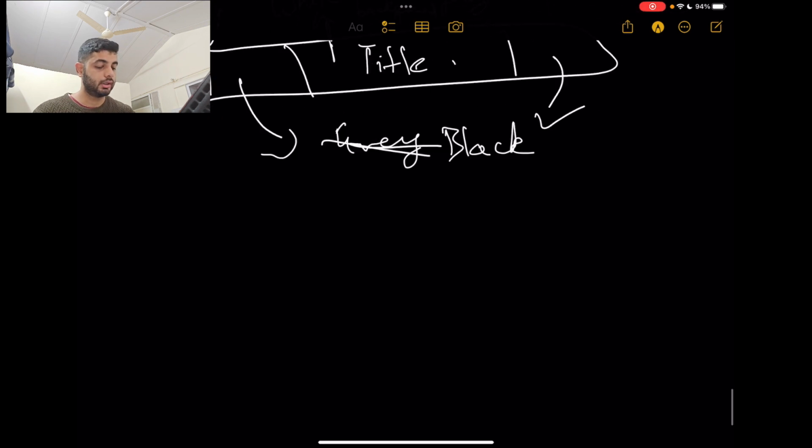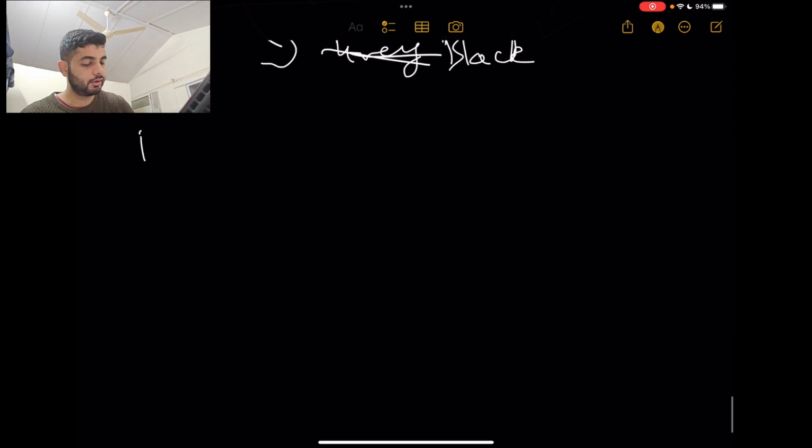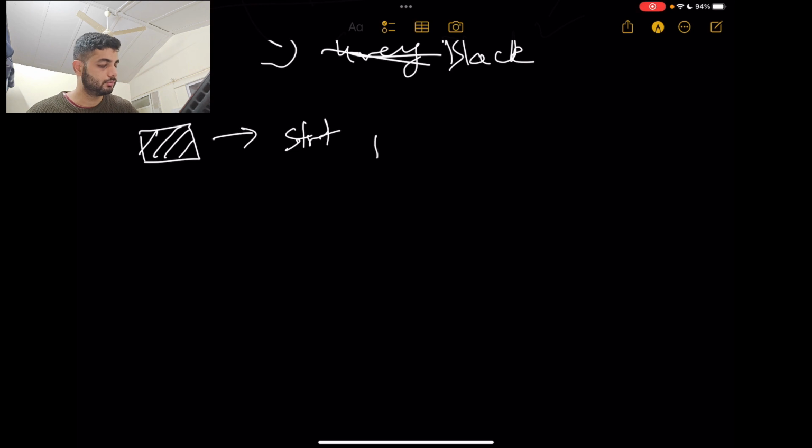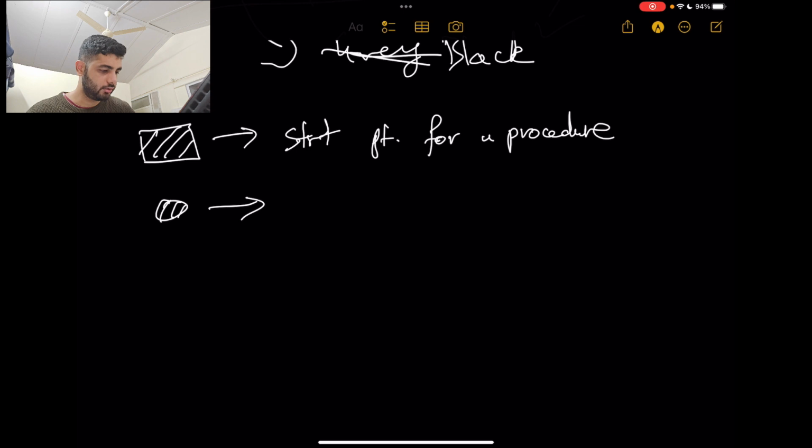Conditions that are given on your FCOM, you'll have a black square. The black square is the starting point of each procedure. Okay, a black dot is a condition, something dependent on this condition. It's a precondition.